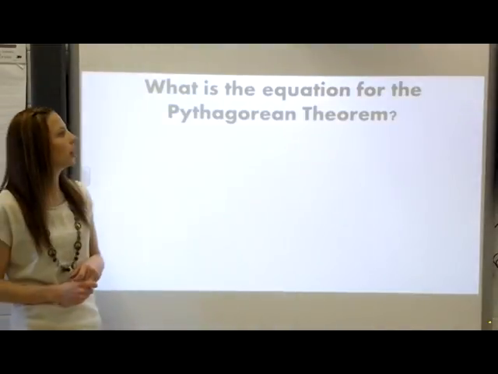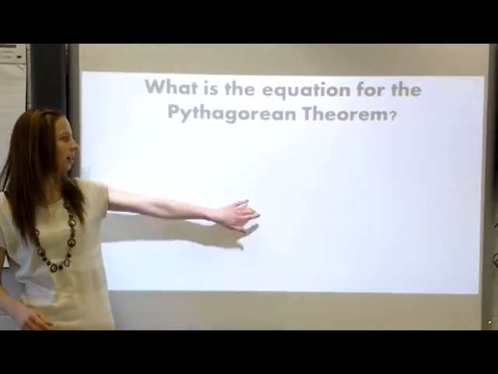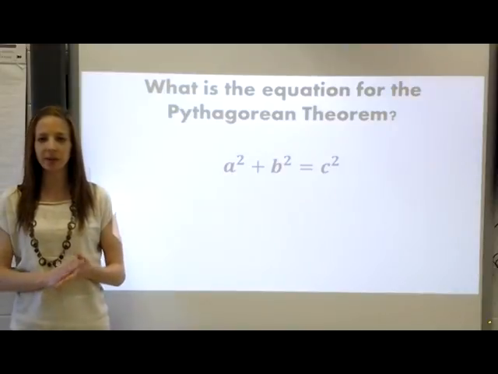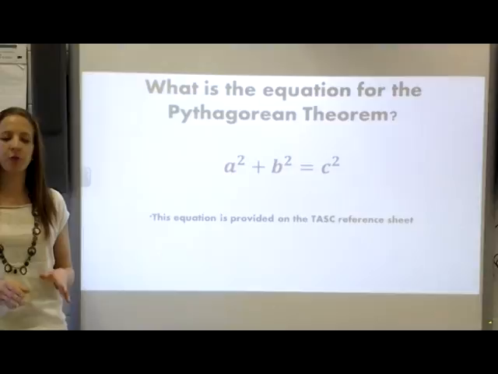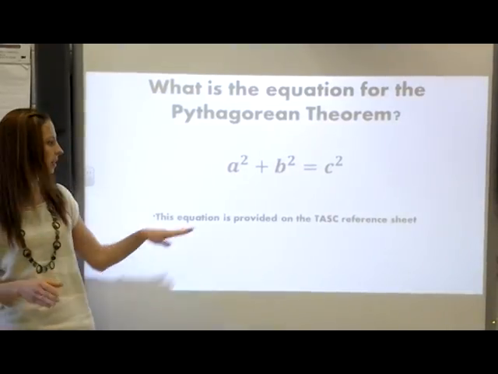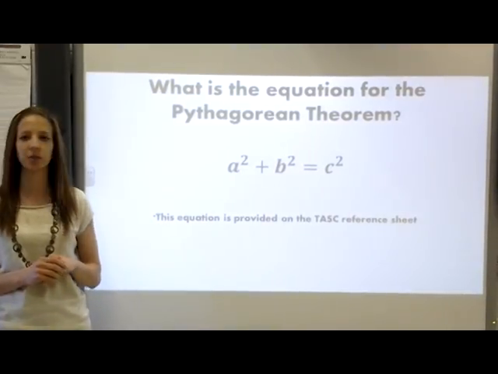Okay? So what is the equation for the Pythagorean Theorem? It's a squared plus b squared equals c squared. And typically this is not a formula that you need to memorize because it is provided on the task reference sheet.